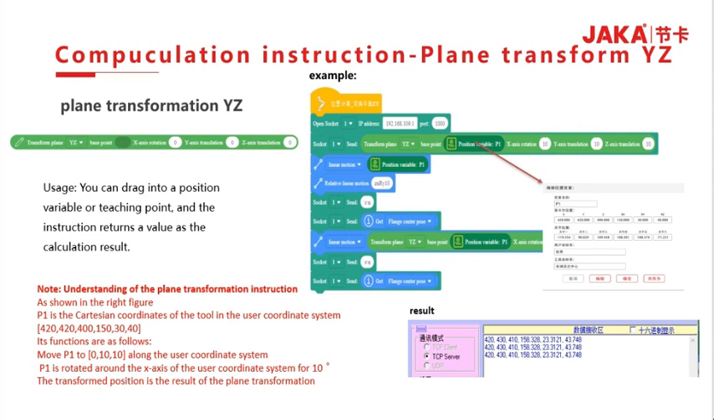To understand the plane transformation command, as shown in the example on the right, P1 is the Cartesian coordinate of the tool in a user coordinate system. Its function is to first translate P1 by 10 mm along the YZ direction of the user coordinate system, and then rotate P1 around the x-axis of the user coordinate system by 10 degrees. The changed position is the result of the plane transformation.